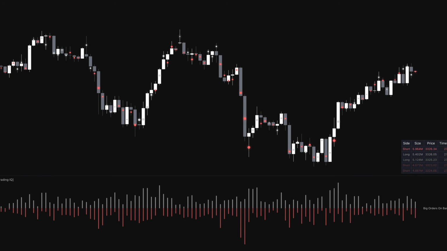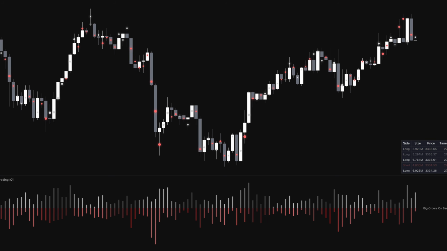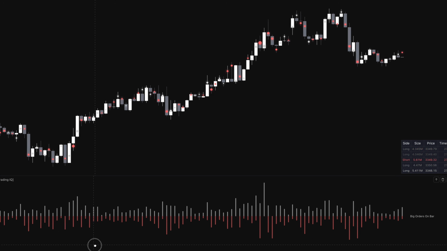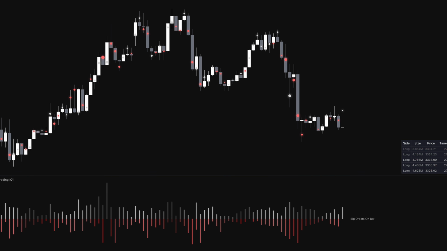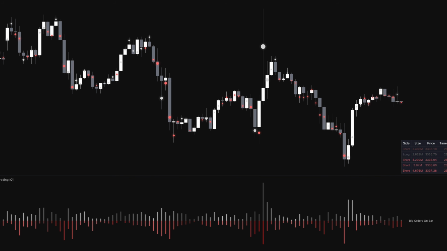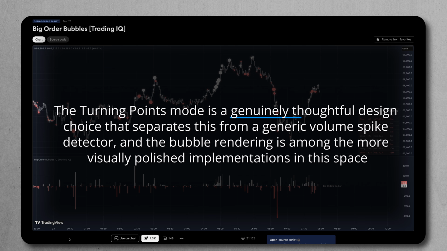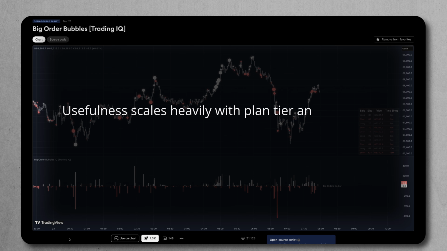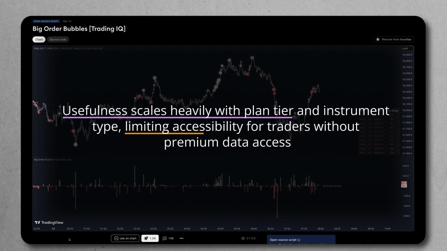The main practical limitation is the lower timeframe data dependency. On higher timeframes, the auto-selected sub-timeframe may be too coarse to capture meaningful intrabar order flow, and 1 second or 1 tick data requires a higher TradingView plan tier. The Turning Points mode is a genuinely thoughtful design choice that separates this from a generic volume spike detector, and the bubble rendering is among the more visually polished implementations in this space. Usefulness scales heavily with plan tier and instrument type, limiting accessibility for traders without premium data access.